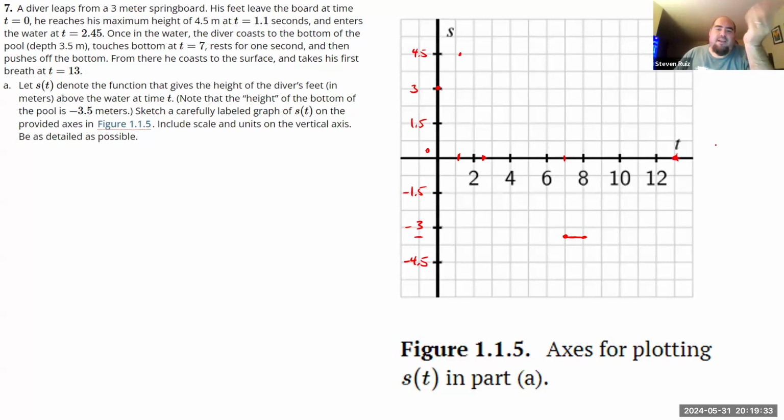So I have a lot of points now, and I think from here, I can connect them. It's going to sound silly, maybe, that I'm bringing this up, but he's not going to just rapidly change position. Like, he's not going to teleport or anything like that. So I have to have a smooth curve. That's basically, I'm not allowed to lift my pencil while I'm doing this. So starting from a height of 3 meters, I jump up to 4.5 meters, and then I enter the water at 2.45 seconds.